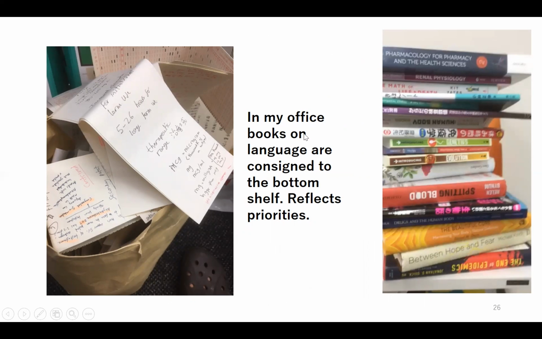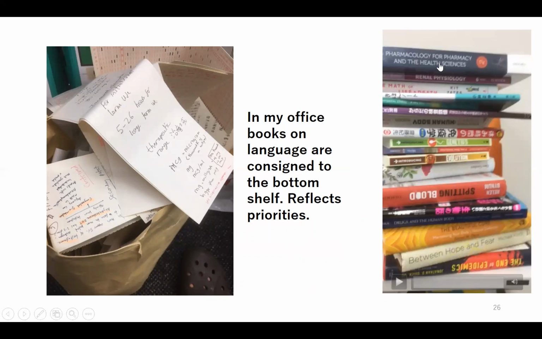I always used to buy books about language, about grammar and linguistics. And now they're on the bottom shelf. I never look at books on language. And I think that reflects my priorities. So I used to write lots of notes about medicine on the old exam mark sheet cards. And this is what I read over the lockdown.